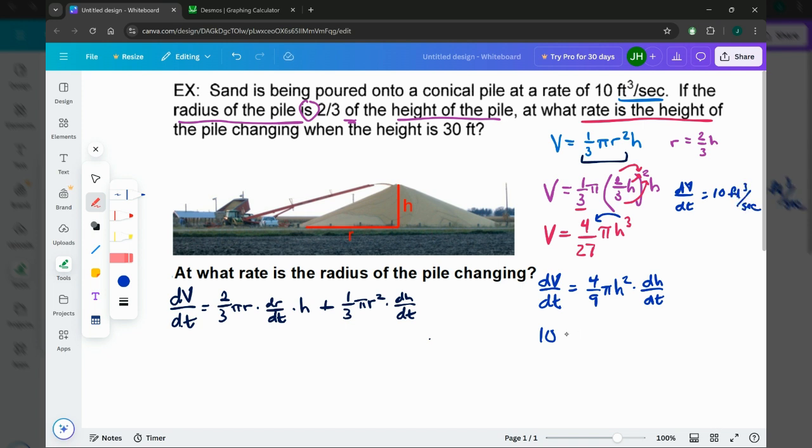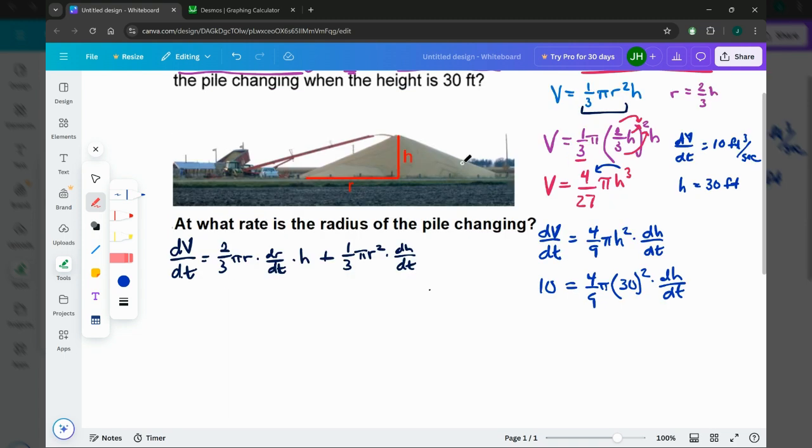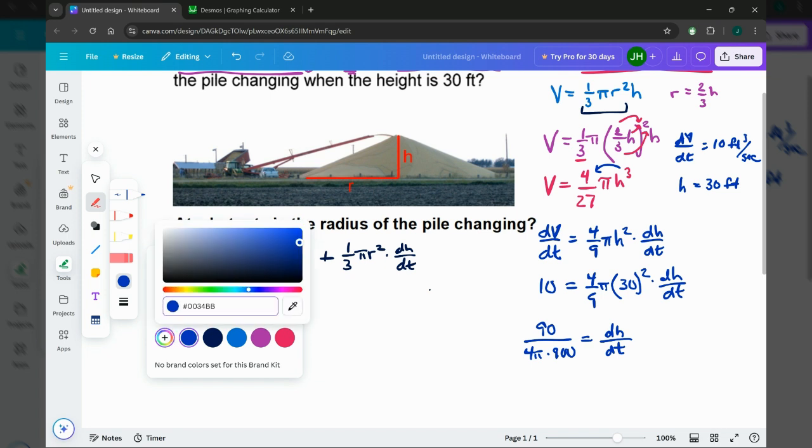So I plugged it in. What's the height? Well, the height, it says, was 30 feet. So I'm going to plug that in. And I need to find dh/dt. So to solve this for dh/dt, I would have to, first of all, multiply by 9. That would give me 90. Divide by 4 pi. 30 squared is 900. You'll notice I'm not really multiplying or dividing everything out because I'm going to try and simplify some of this, just not using my calculator.